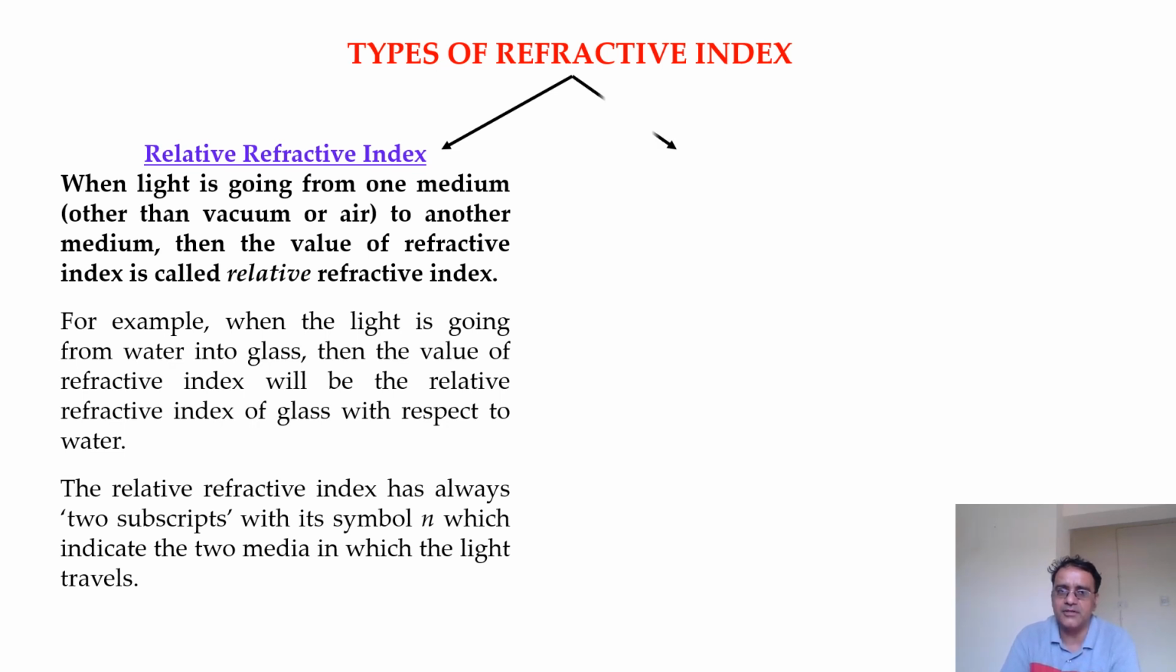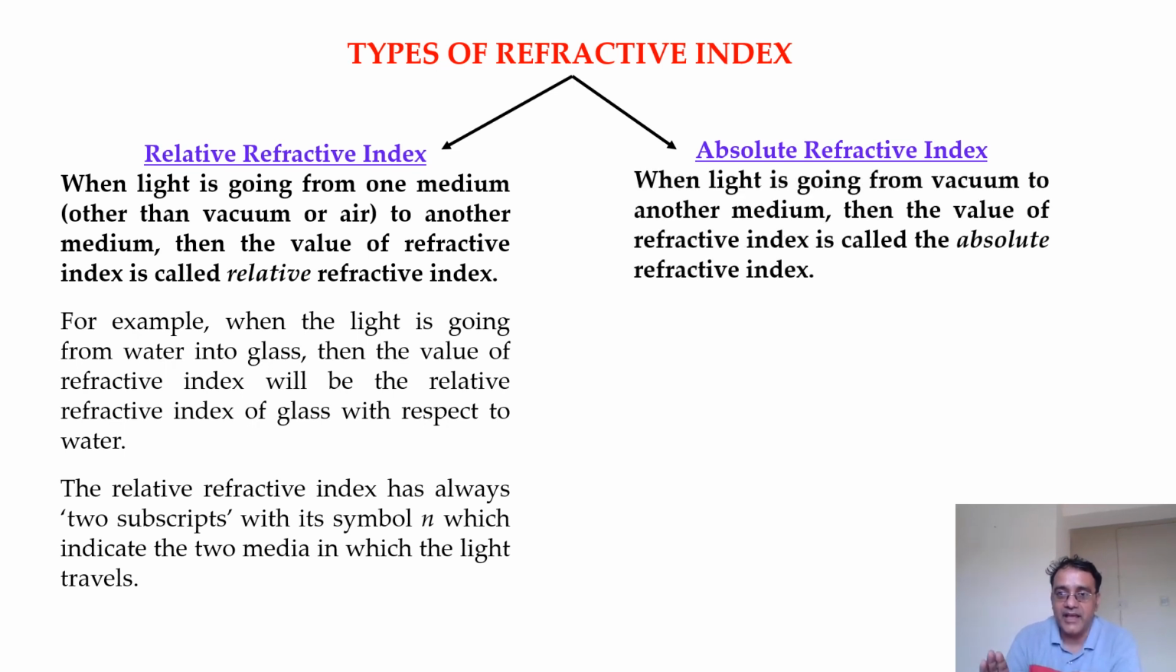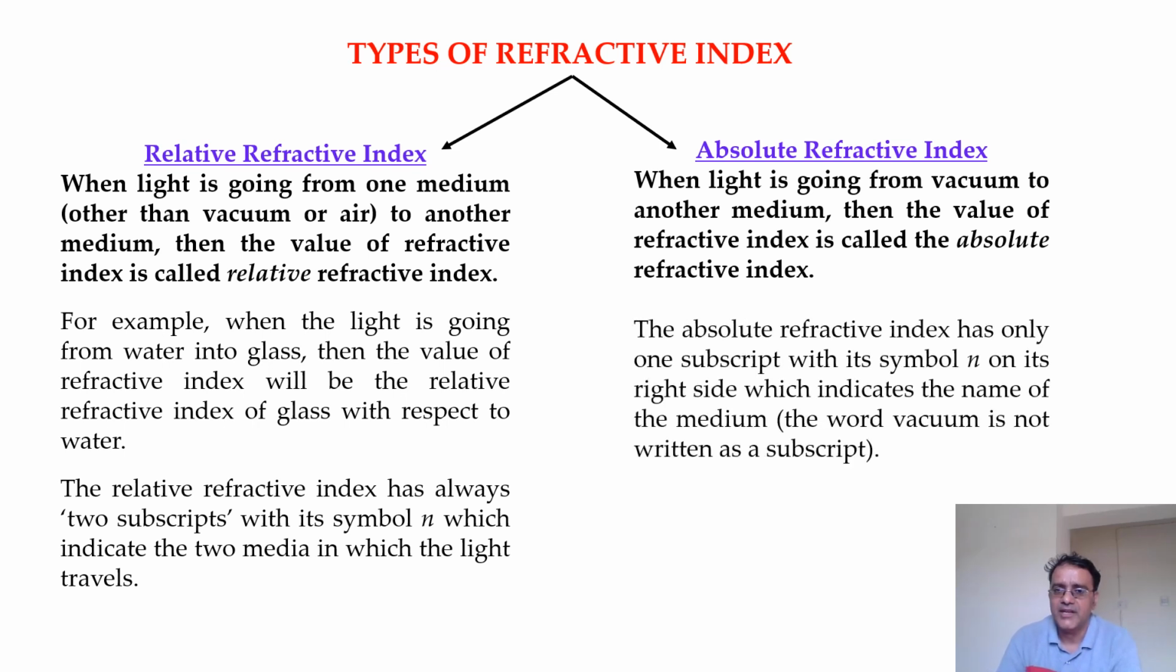Now the second one is absolute refractive index. So when a light travels from air or vacuum to another medium, then the value of refractive index is called the absolute refractive index. Okay, so absolute refractive index has only one subscript with its symbol n on its right side, which indicates the name of the medium. The word vacuum is not written as the subscript. Subscript में हम लोग vacuum के लिए कोई letter use नहीं करते हैं.